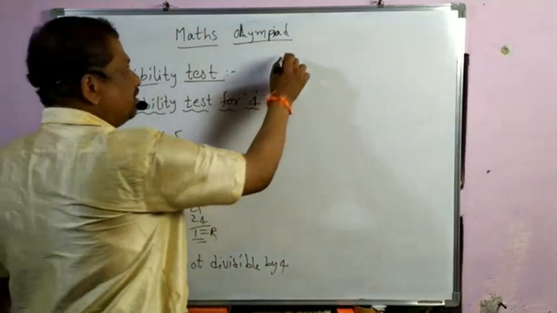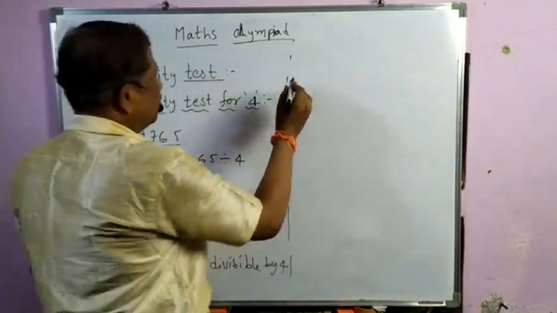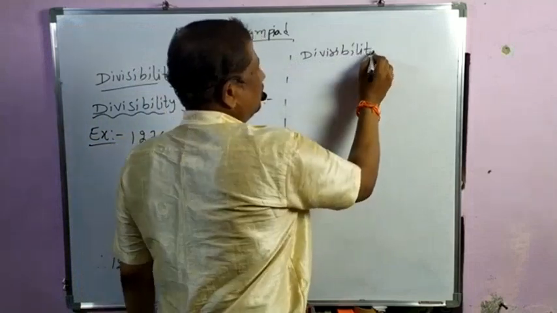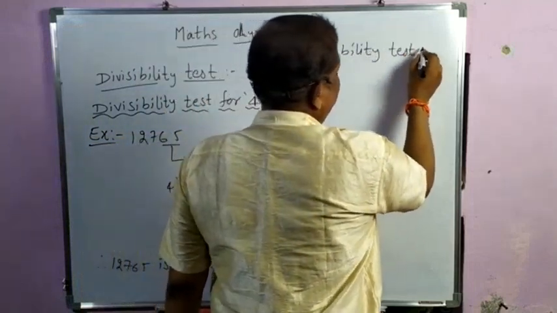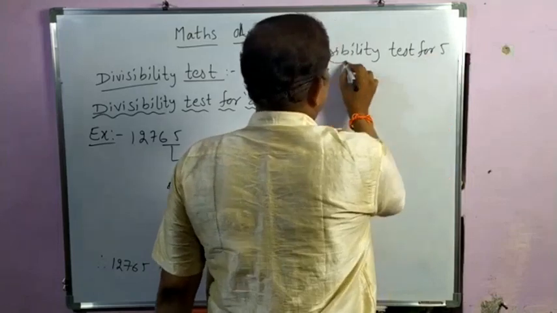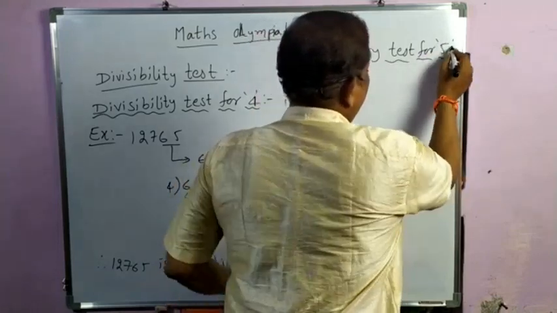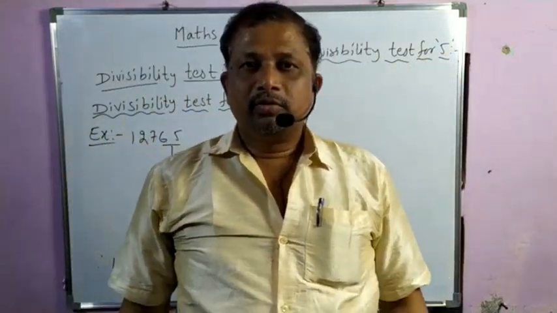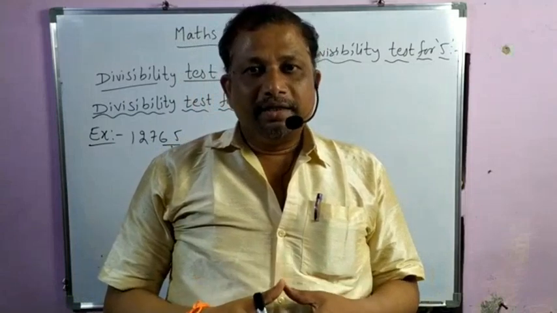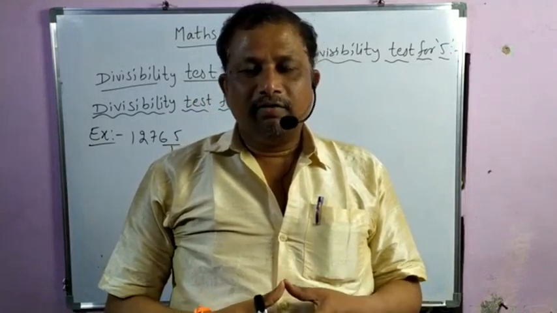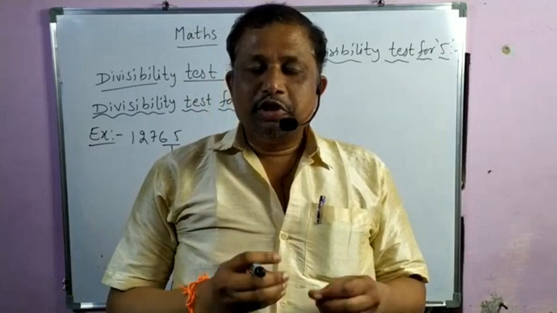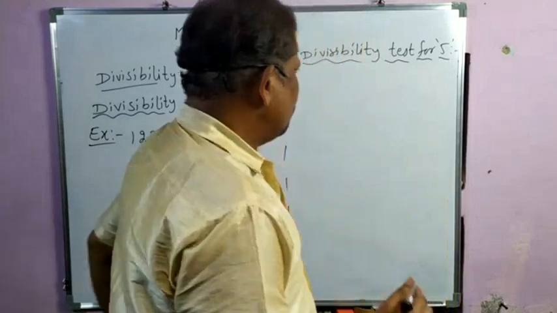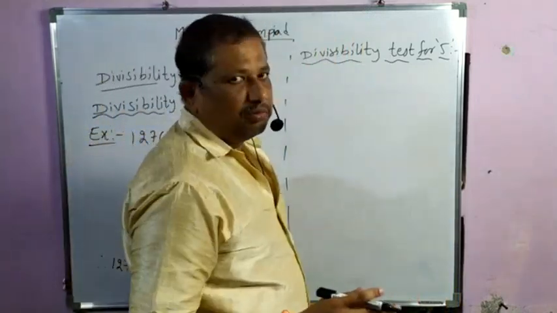Next, divisibility test for 5. What is the divisibility rule for 5? If the unit place digit or last digit of a given number is 0 or 5, then the given number is divisible by 5. So if the last digit is 0 or 5, then the given number is divisible by 5.